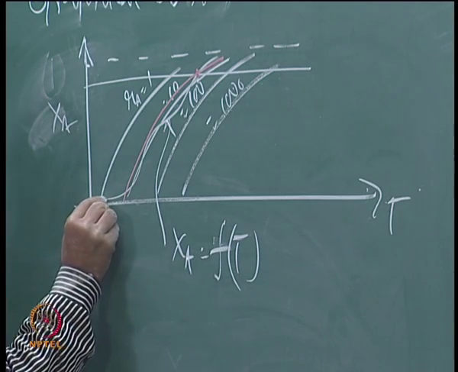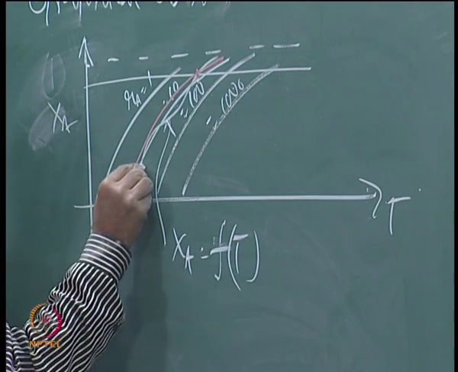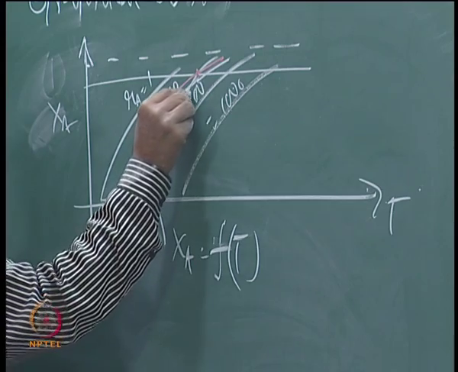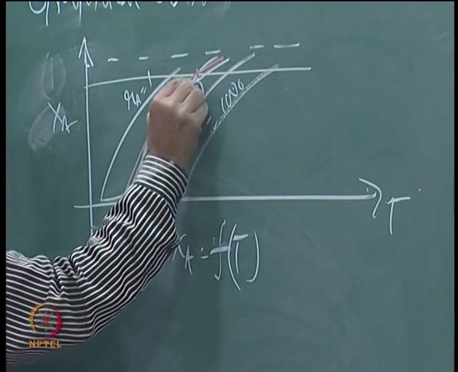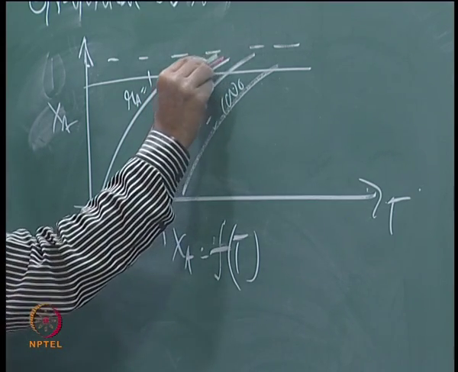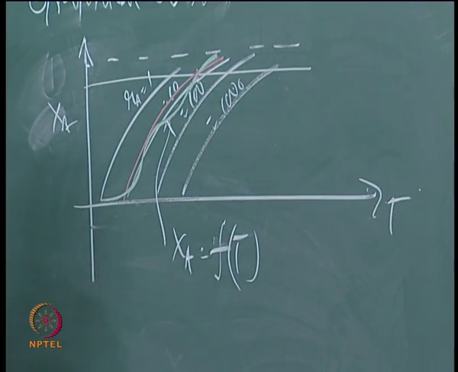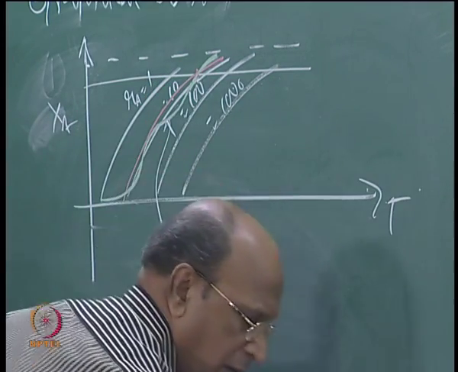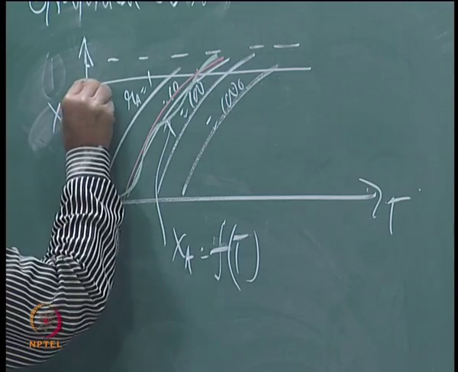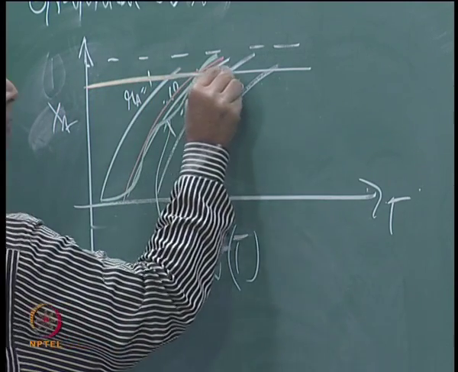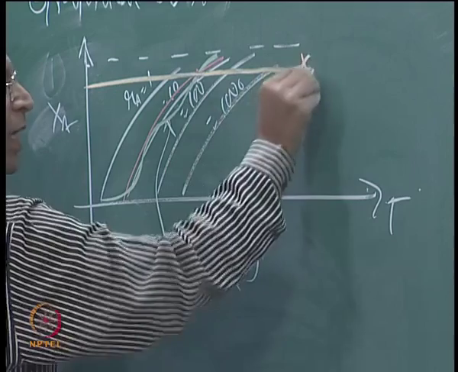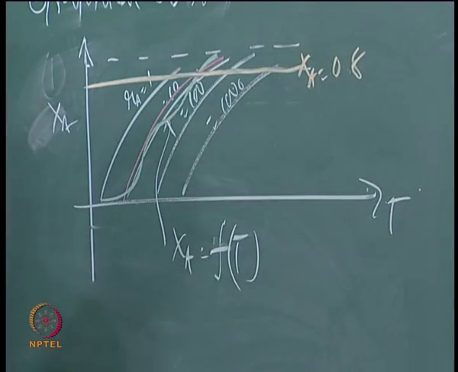So my x versus t graph is like this. And I have another nice color. Yeah, this is xa equal to 0.8.